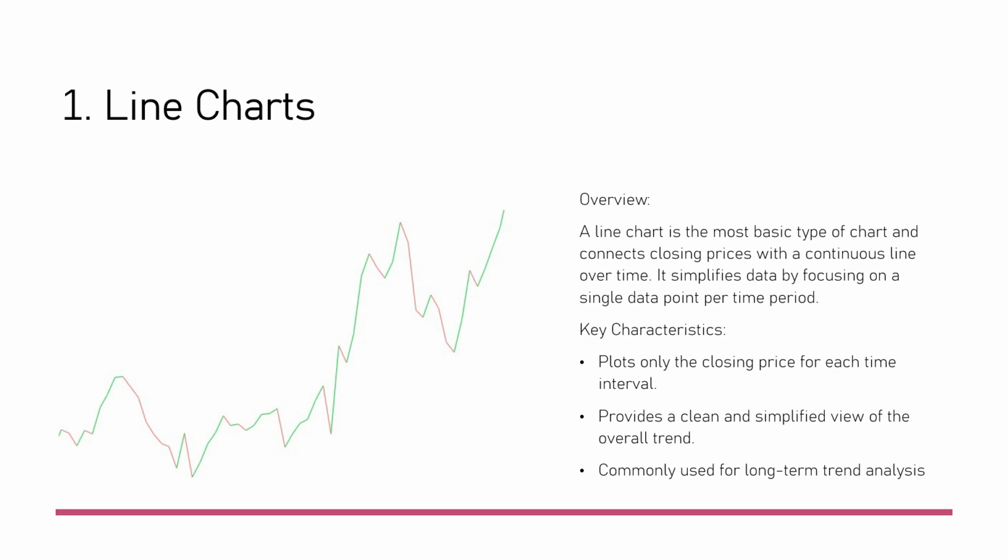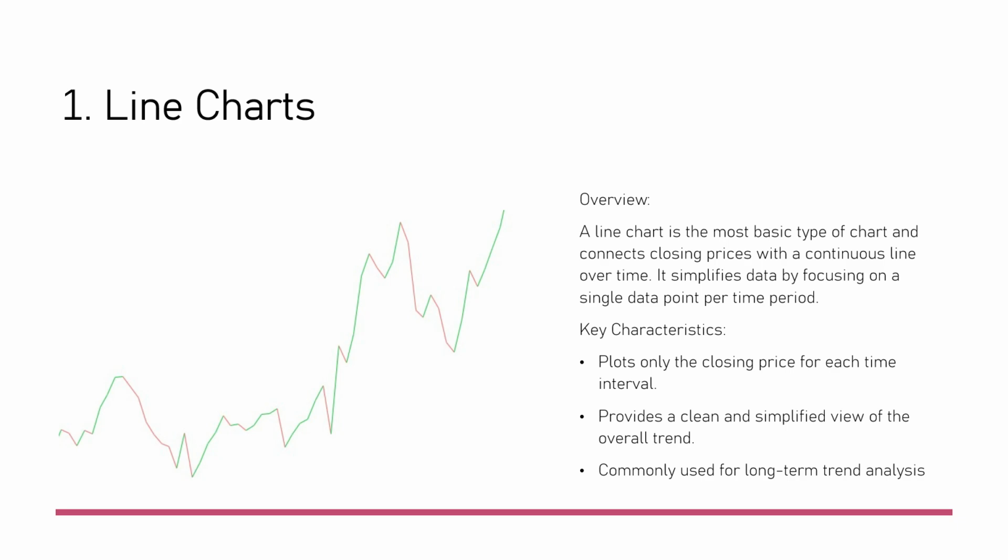Let's start by exploring line charts, one of the simplest and most widely used chart types in trading. A line chart connects the closing prices of a security over time with a continuous line. It's easy to interpret because it focuses on just one data point per time period, the closing price. Why the closing price? Because it's often considered the most significant price, reflecting where the market settled during that period.